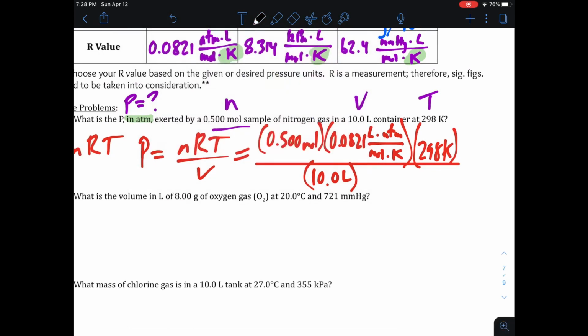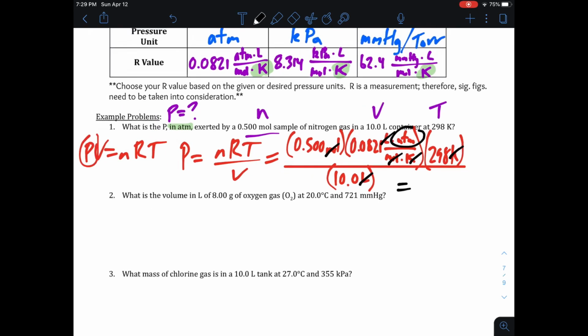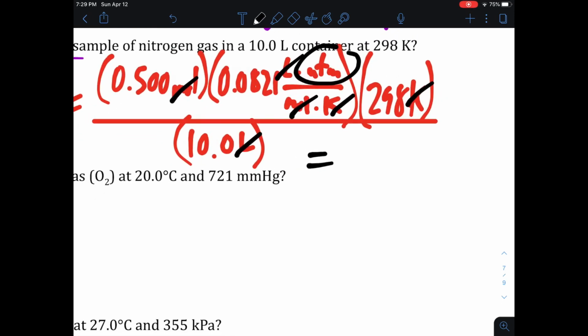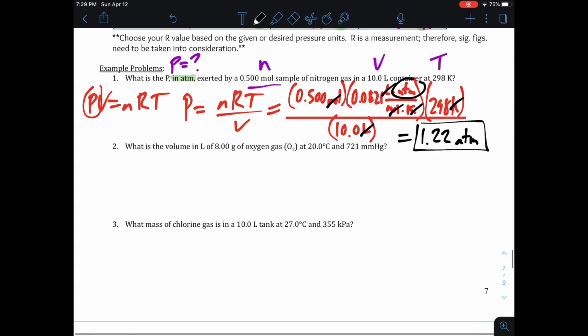So if you showed your work, then you can start canceling units. Liters cancel, Kelvin cancels, moles cancel, and we're left with atmospheres. Let me plug this in quick. And with 3 sig figs, I get an answer of 1.22 atmospheres.